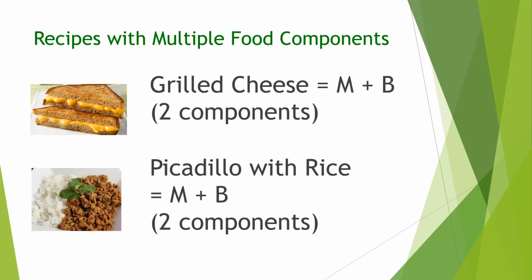Grilled cheese equals a meat and a bread component. The cheese counts as the meat alternate component, and the bread counts as the bread/grain component. Picadillo with rice also counts as a meat and a bread. The ground beef is the meat component, and the rice counts as the bread/grain component.